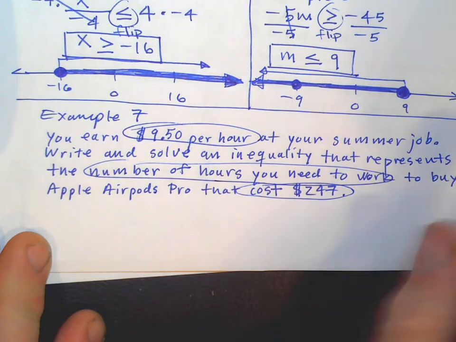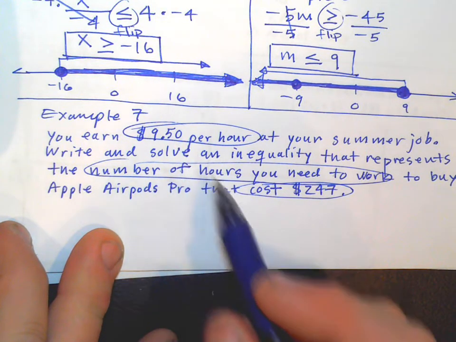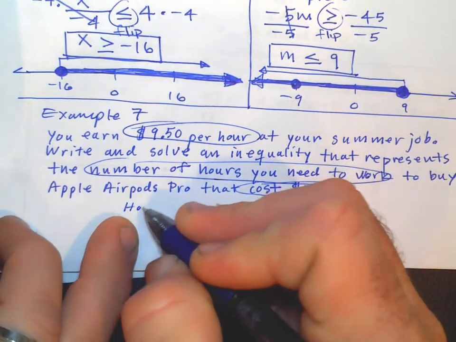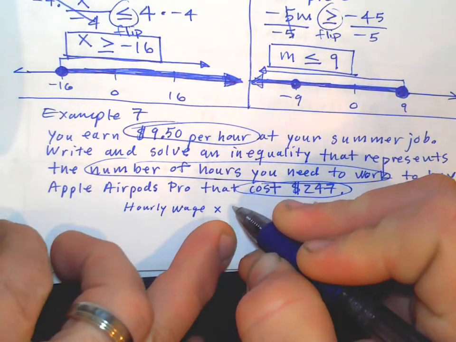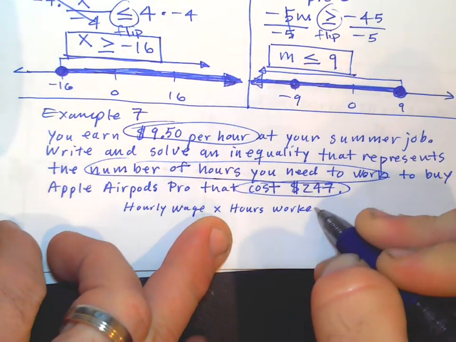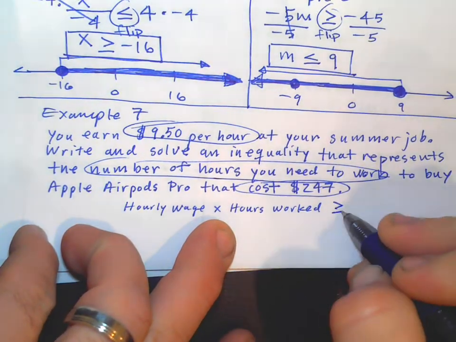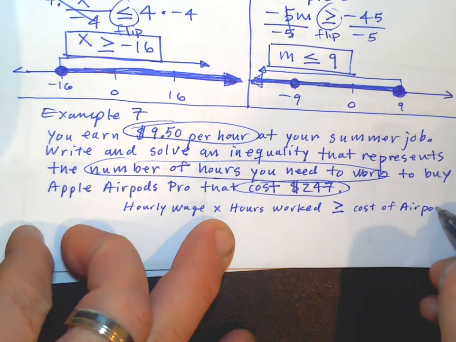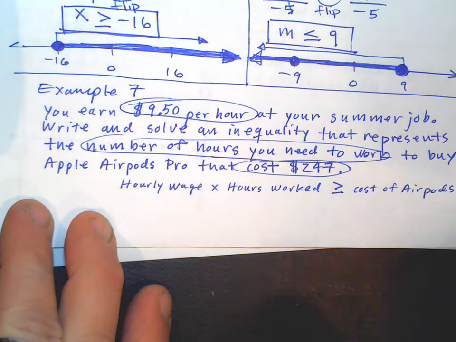Now, we want to put it into words first, just the basics. This is how much you make an hour, this is how many hours you work, and this is how much money you need. So it's going to be hourly wage times hours worked. That's going to tell you how much money you've earned total. Money per hour times number of hours has to be greater than or equal to the cost of AirPods. That's our rough setup.